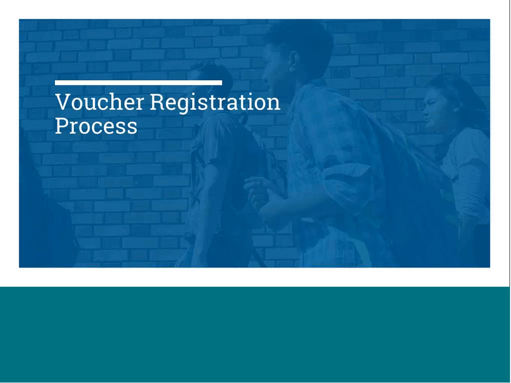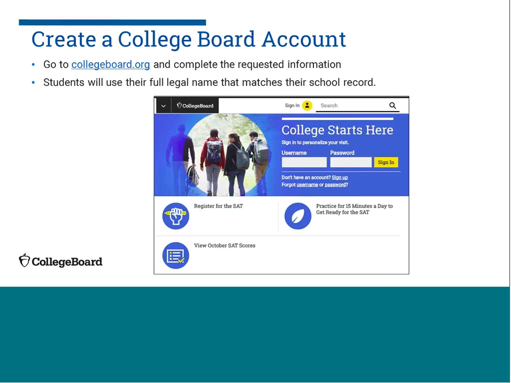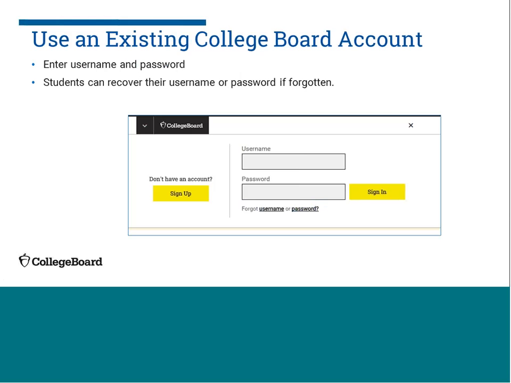So let's take a look at what the process looks like. First, students are going to go to collegeboard.org and complete the information to log into their account. If they don't have an account, they're going to create an account. So when they come to the screen, they are actually going to click the sign up link, and that will allow them to enter the information necessary to create their account. Or they can use an existing account. Instead of clicking sign up, they will simply enter their username and password to log in.